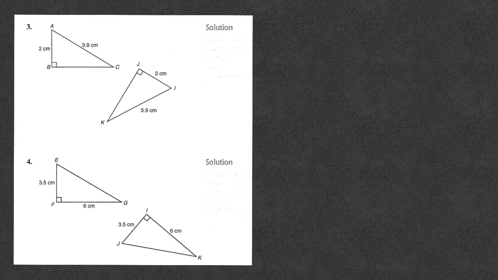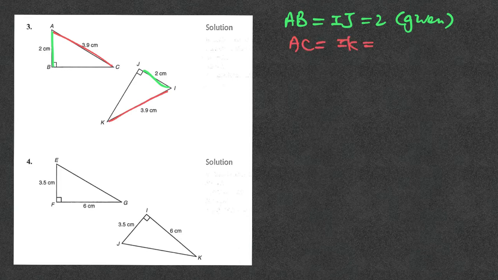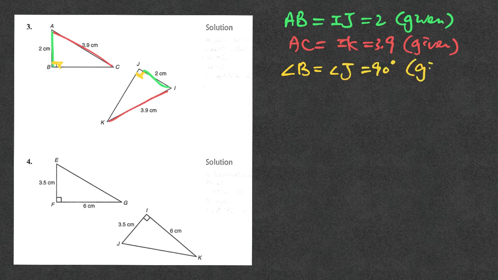Next, let's go ahead to the third example. And now you have AB equal to IJ, equal to 2, which is given. And then next in red, you have AC equal to IK equal to 3.9, which is also given. And finally, which is special, you can see there is a right angle triangle there, and so that's why we have to write angle B equal to angle J equal to 90 degrees, which is also given.